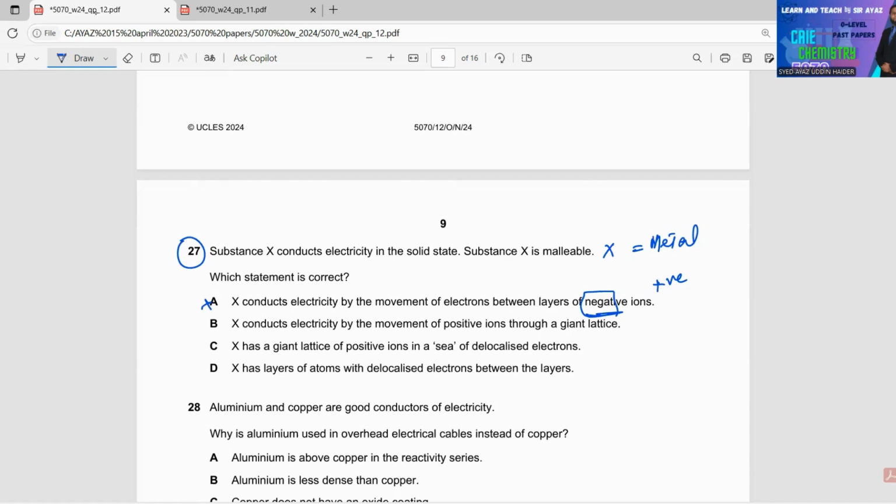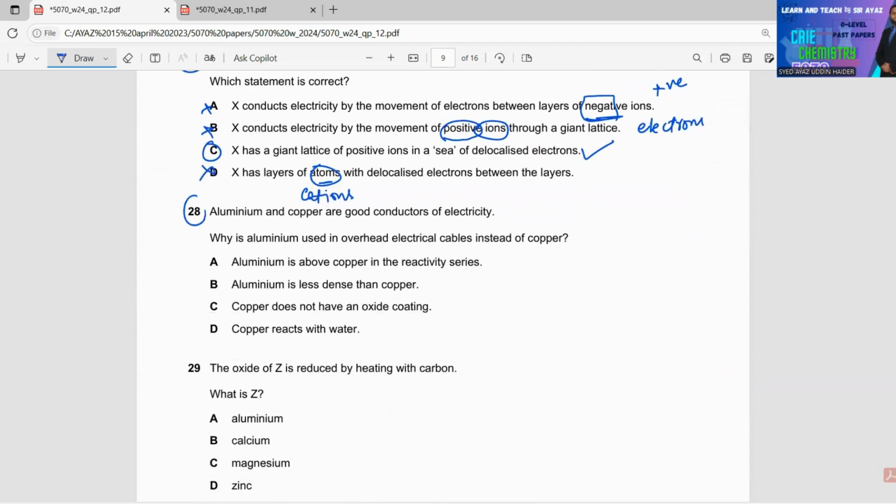What about B? X conducts electricity by the movement of positive ions. This is incorrect. It conducts electricity due to the movement of electrons, not positive ions, not any ions involved in this. So this is also incorrect. C. X has a giant lattice of positive ions in a sea of delocalized electrons. This must be correct. For convenience, I'm reading the last statement. X has layers of atoms with delocalized electrons between the layers. No, it has layers of cations, positive ions, not atoms. This is incorrect.